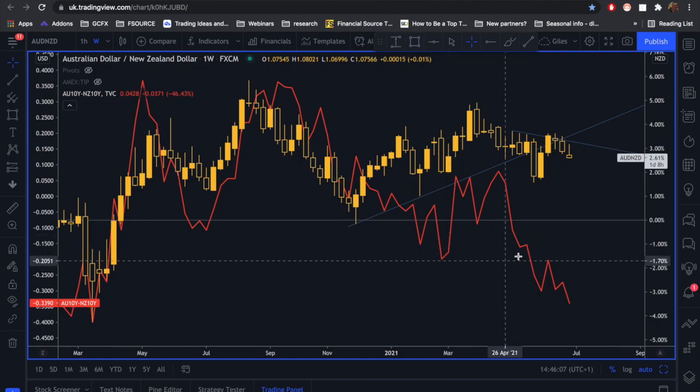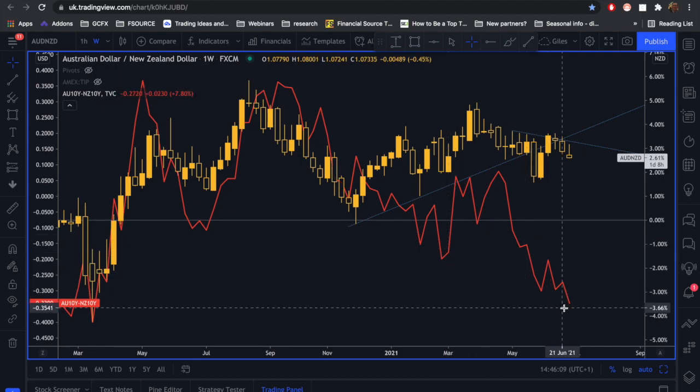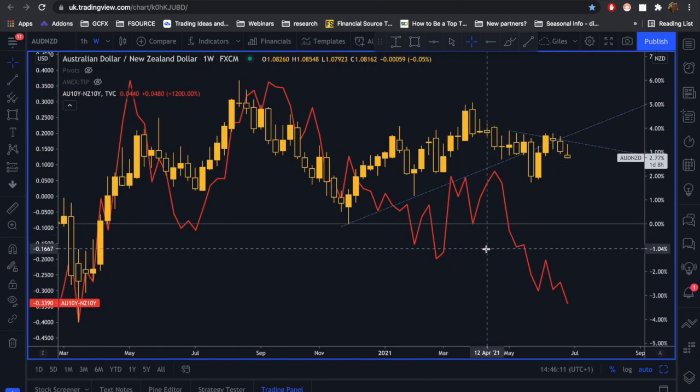Why? Because the bond yield spread is trending lower. Now, in the current fundamentals, that makes sense. Australia is about to have their central bank meeting next week. We have seen an increase of over 50% of Australia now in COVID-19 lockdowns. This means that the RBA is less likely to be optimistic.